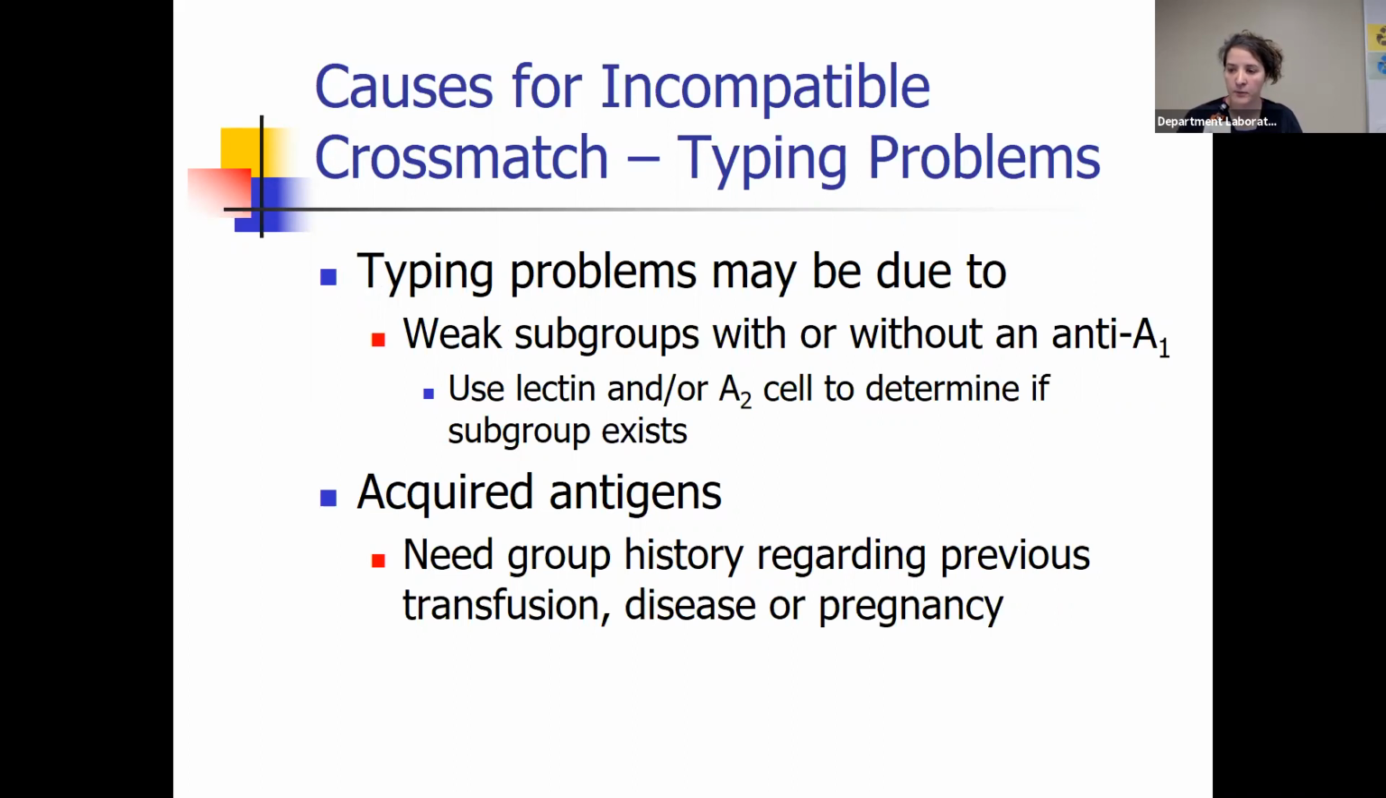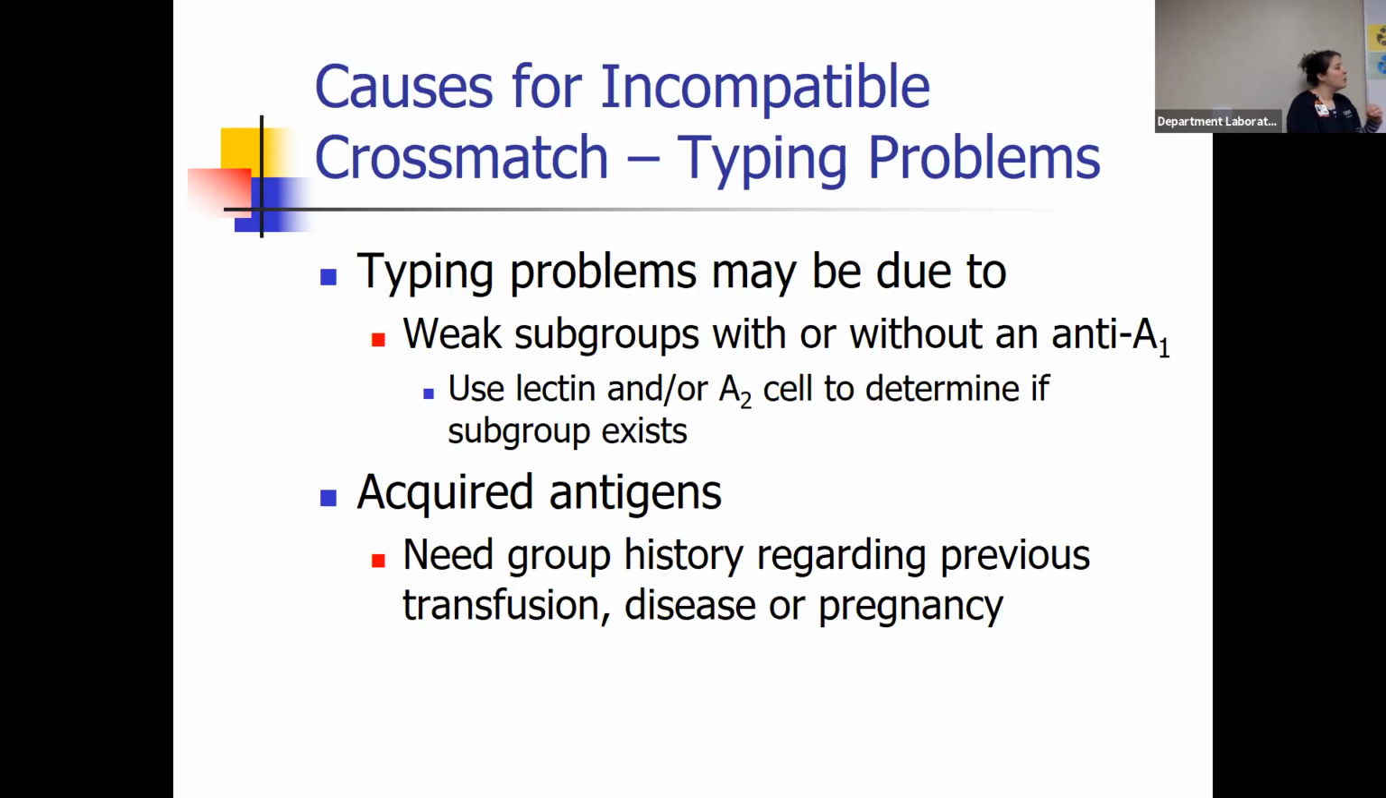We talked about the weak subgroups. So if you have a patient with A2 and they have an anti-A1, what's the best unit to transfuse them with? So Katie says O. Could you give them an O? Yes, and that is what Blood Bank is going to do, all right?